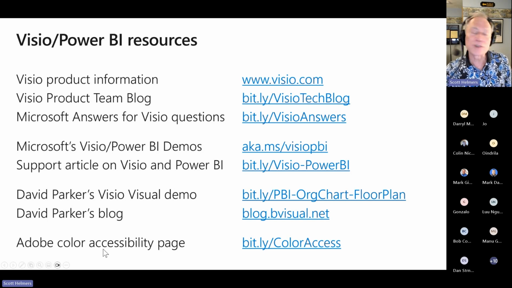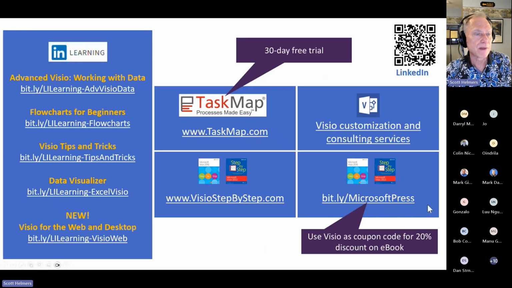I mentioned the Adobe Color Accessibility page. This is my bit.ly link to that page. I encourage you to use it, or there are other similar resources available to let you build a set of colors that truly can be used by a larger percentage of the population.